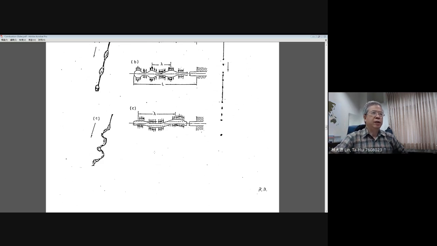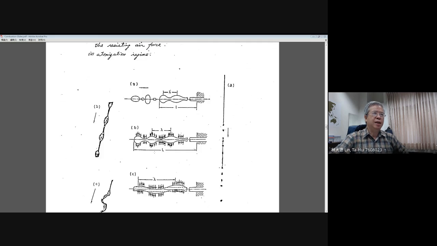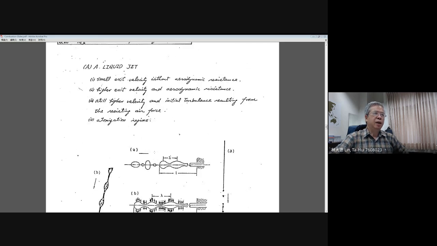And this is the first part. I tried to give you an understanding of the mechanism of a liquid jet. I will go back to our slides to tell you some experimental observations.